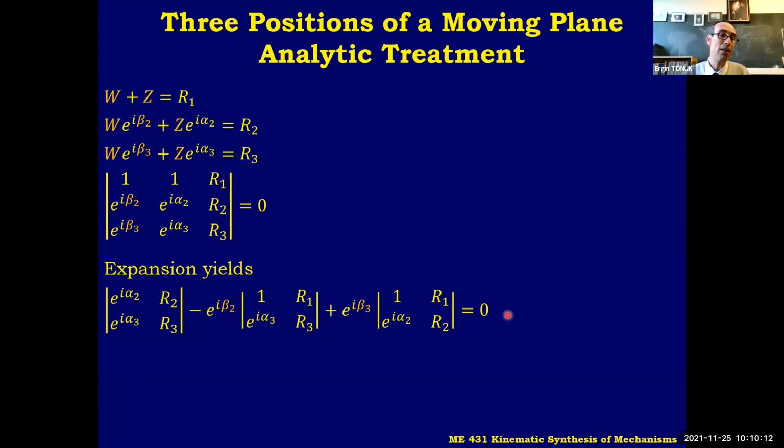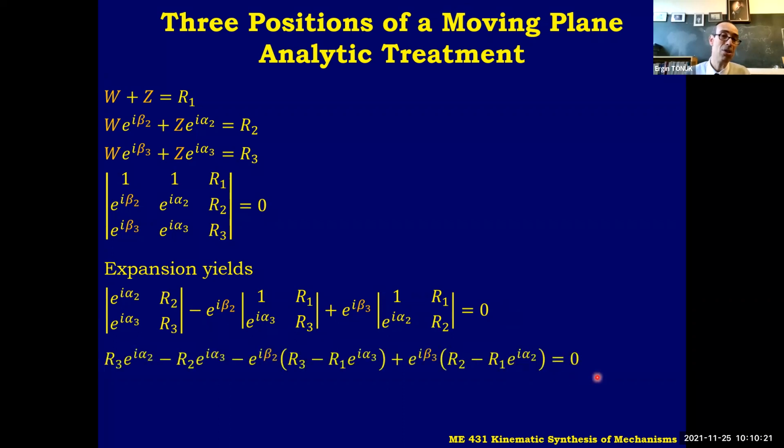And then I can determine these determinants very easily so that I will obtain a complex equation like this, which is, again, not a surprise, nonlinear in my unknowns. But I don't have W and Z in these equations. Once I determine betas, determining W and Z are simple. So this is the nonlinear equation I need to solve.